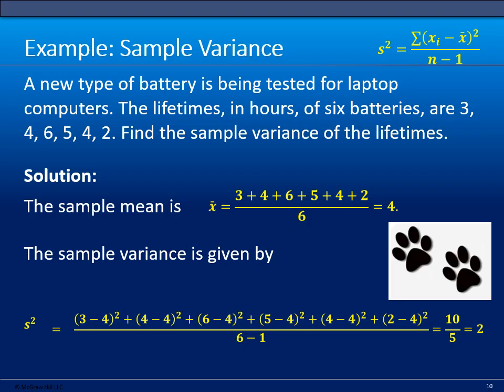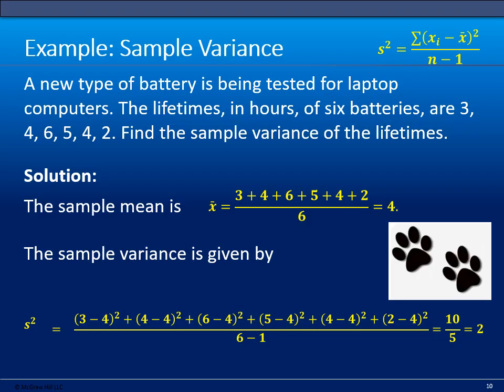So again, what we're doing is we're taking each of those value points. The first one is 3 minus the average squared. 4 minus the average squared. 6 minus 4 squared, each of those value points minus the mean squared. And then of course it's all over n minus 1.